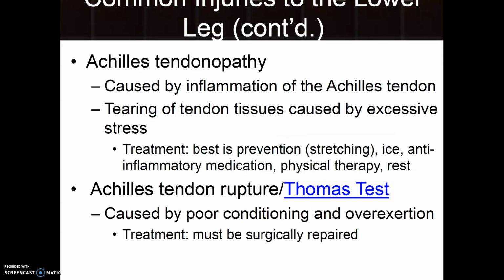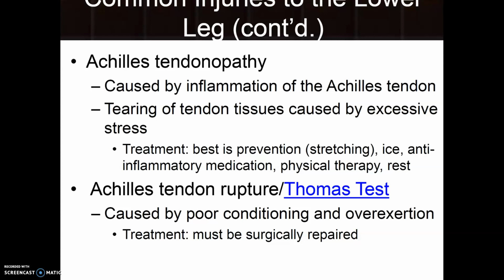Achilles tendinopathy is an inflammation, but some of those inflammatory components, the white blood cells, are not necessarily present, and it is a weakening of the Achilles tendon. Tearing of the tendon caused by excessive stress could cause an Achilles tendon rupture. And there's a special test called the Thomas test, which is part of the regimen of squeeze tests that I'm going to show you a quick video on shortly.